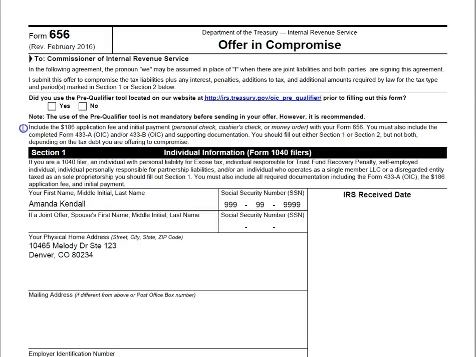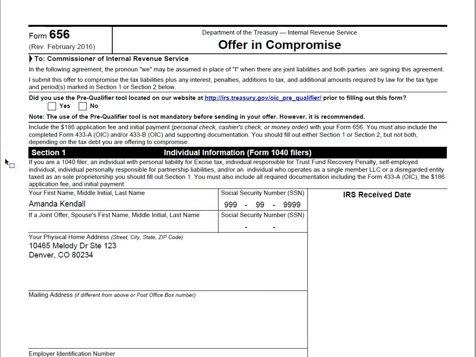You will see here that the offer and compromise does require a $186 application fee and an initial payment with the 656, and that you must complete a Form 433A or a 433B OIC form. These are separate from the 433A and the 433B forms that I have done previously. They also require some supporting documentation with this form.